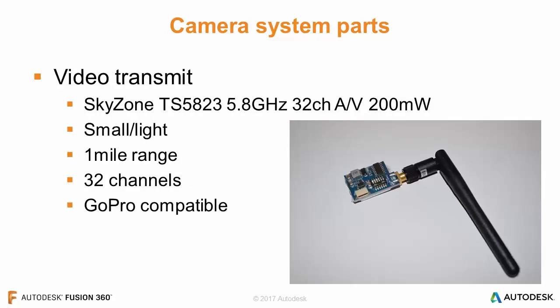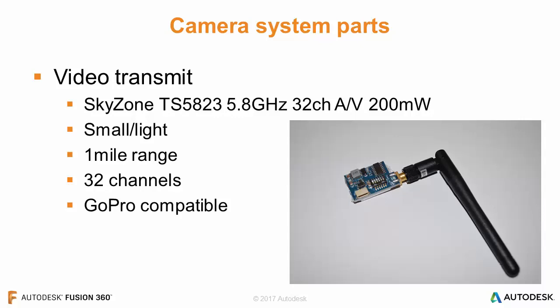For video transmission, we need to take the camera signal and send it back down to the ground. To do that, we're using a SkyZone TS5823. This is operating at 5.8 GHz and has 32 channels. This also allows us to send both audio and video. Now this has a few things going for it. First of all, it's small and it's lightweight.